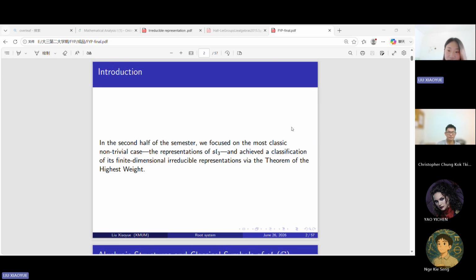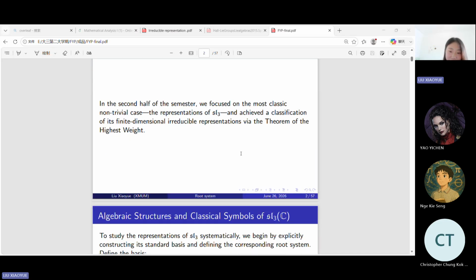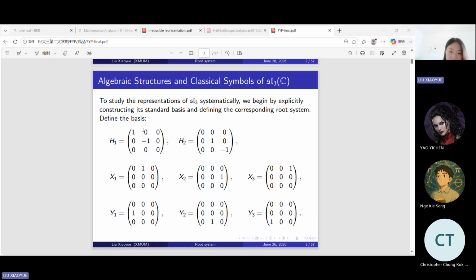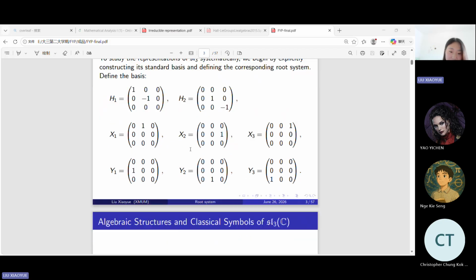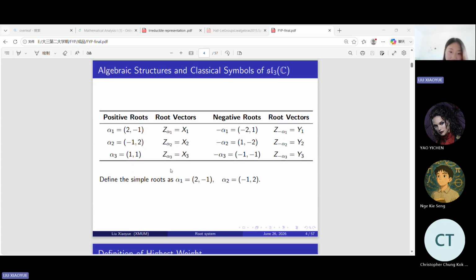This semester we focused on the representations of SL3 and researched the highest weight theorem on it. Before we start, we introduce these notations. H1, H2, X and Y are the basis of SL3. And these are the corresponding roots and root vectors. We define the simple roots as alpha1 and alpha2.